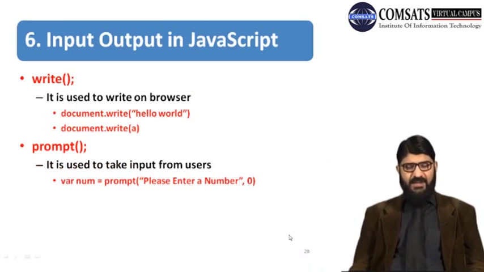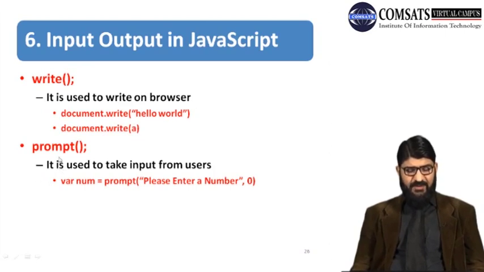Now, how to write input and output in JavaScript. Write is basically used to write on the web browser. This is basically an output function for JavaScript. So what is the way to write this? See, document dot write, this is the format, and then in inverted commas you mention whatever you want to display on the web browser. And then document dot write A is again mentioned without quotes.